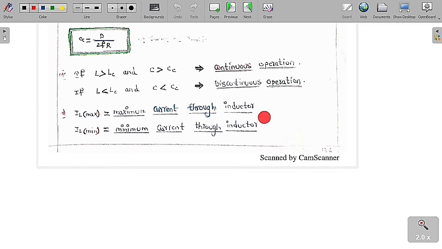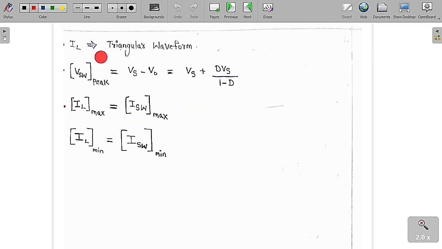Whatever the maximum value of the current flowing through the inductor is also the maximum value of the current flowing through the switch, and also the maximum value of the source current. Whatever the minimum value of the current flowing through the inductor is the minimum value of the current through the switch, and also the minimum value of the source current. I already told you the inductor current waveform is a triangular waveform. So if you want to find the peak value of the switch current, what is the peak value of the switch current?